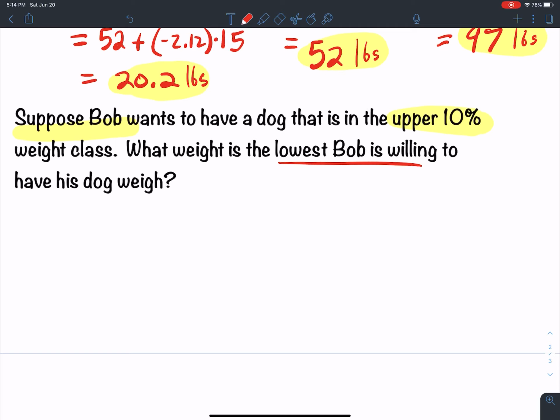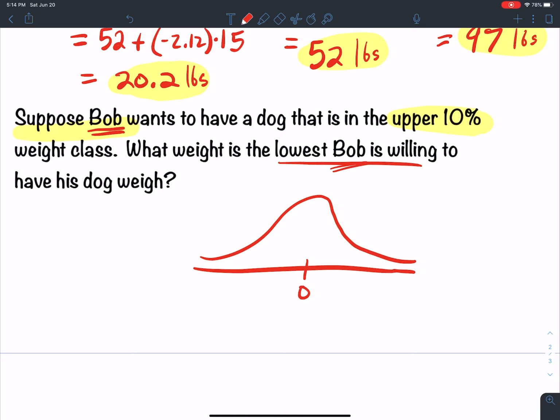What if we did a picture? What do we know? We know that we want the dog to weigh, so this is a z-score of 0 in the middle, right? We're looking for a z-score. We want the dog to be in the top 10% percentile. So that's the top 10%. What does that mean? That means that 90% is below it. So I need to go look up a z-score that has a 90% inside.